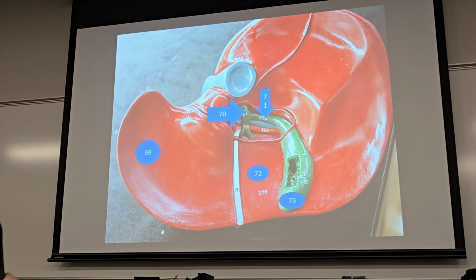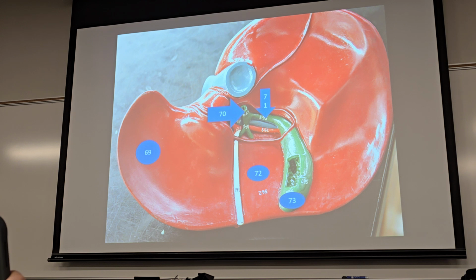So what is this a picture of? Liver. Okay, so let's start off with number 69. Who wants to give me 69? Left lobe. What about 70? Common hepatic duct. So that is the common hepatic duct. 71. Cystic duct. 72. Quadrate. Quadrate, with a Q. Yeah. All right. And 73.